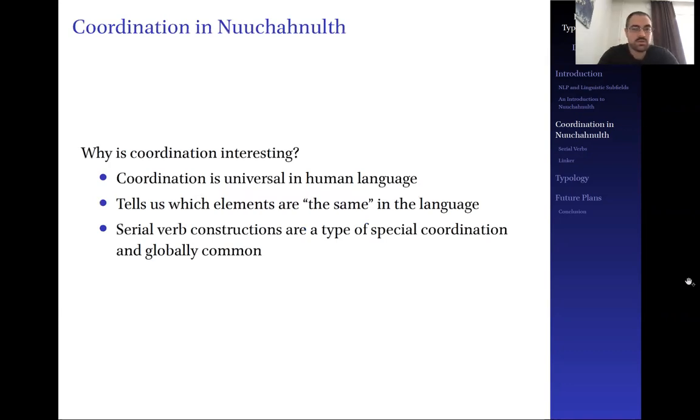First of all, why is coordination interesting? I think it's interesting because it is universal in human language. It tells us which elements are the same in a particular language. And sort of more typologically, serial verb constructions are a type of coordination that is very widespread around the world.